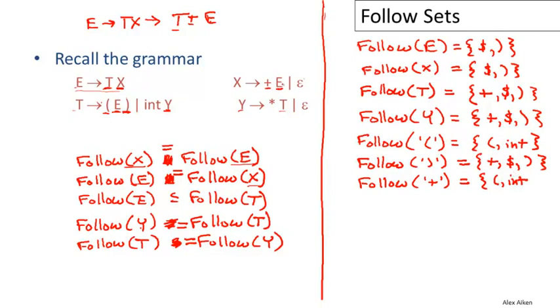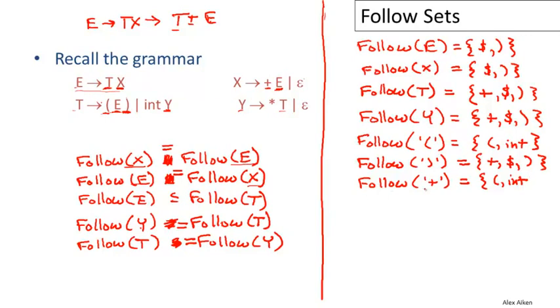Okay. And remember also that E cannot go to epsilon. So E cannot ever disappear completely, and that's because T always produces at least one terminal. And therefore, because E can't go to epsilon, we only have to include the things that are in the first of E in the follow of plus.